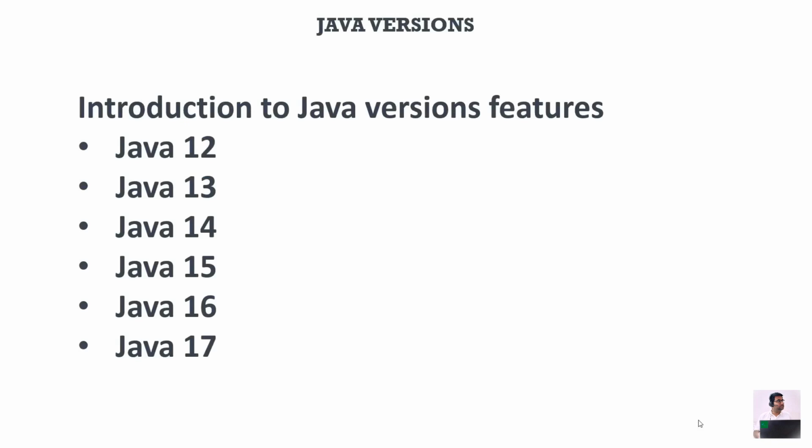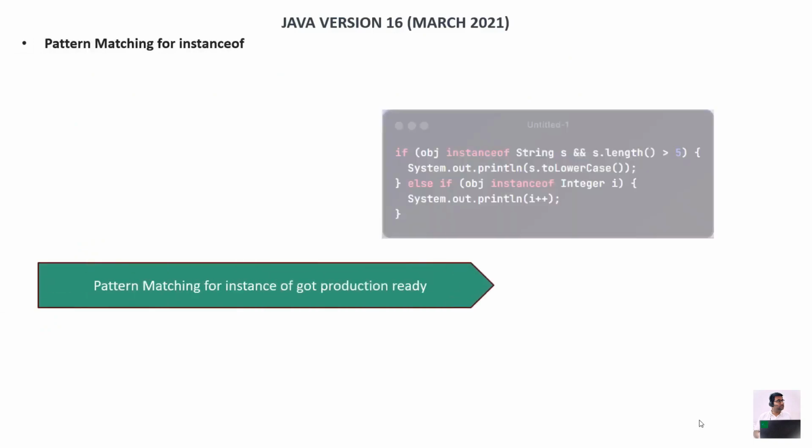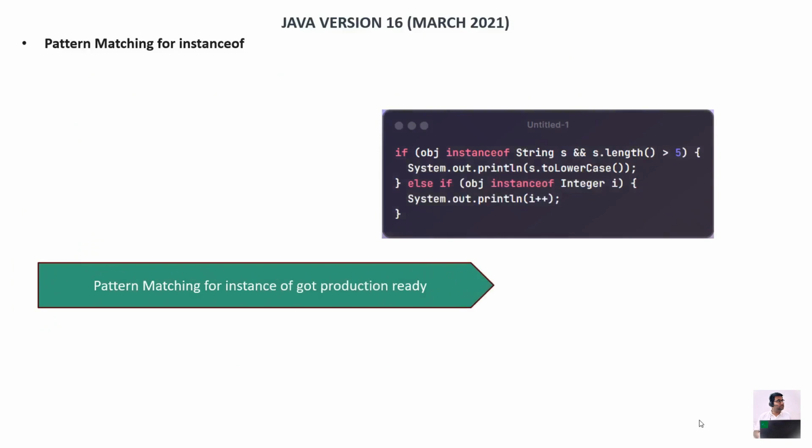Now in this video, let us go through Java 16 features and an introduction to the next LTS version, that is Java 17. After Java 15 in March 2021, we got Java 16. Following features we got in Java 16. First is pattern matching for instanceof. In Java 16, this feature finally got production ready with two refinements.